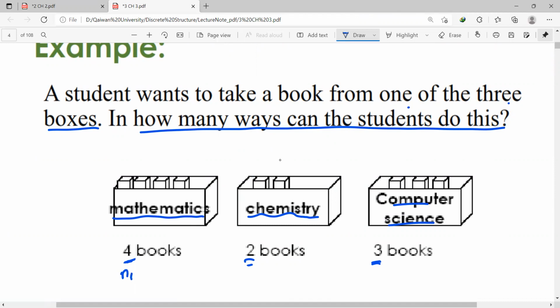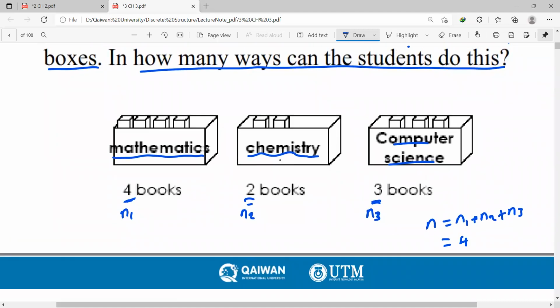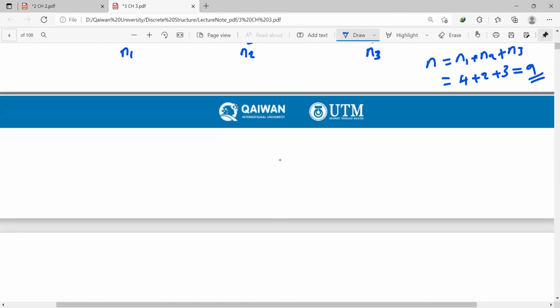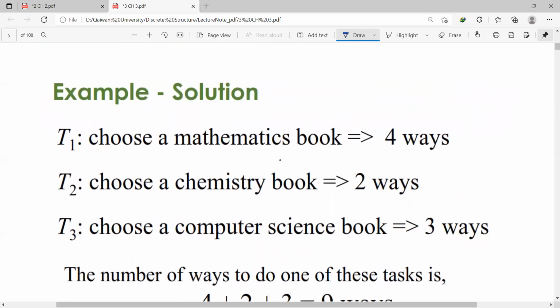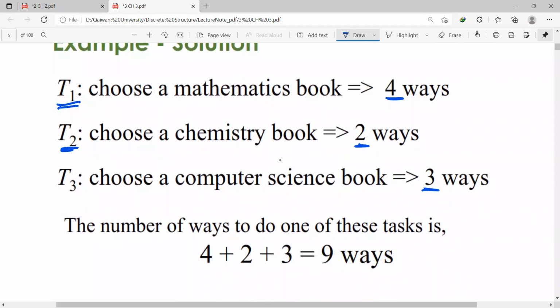Here we have this N1. N1 is 4. N2 is 2. And N3 is 3. That means N equals N1 plus N2 plus N3, which equals 4 plus 2 plus 3, which is 9. That means the student can do this in 9 ways. T1 is choosing a mathematics book, which is 4 ways. T2, task 2, choosing a chemistry book in 2 ways. And for a computer science book, 3 ways for task 3. So the number of ways is the sum of all ways: 4 plus 2 plus 3, which is 9 ways.